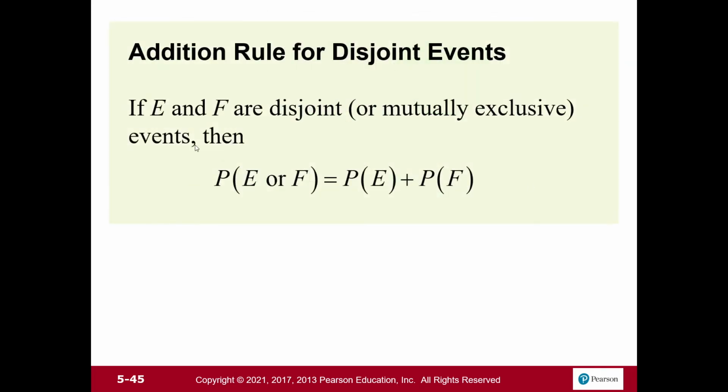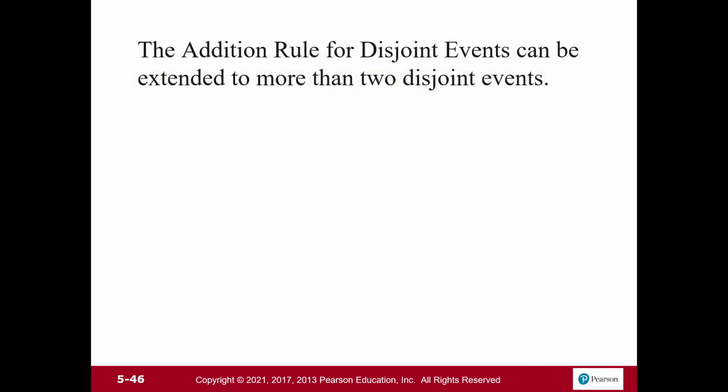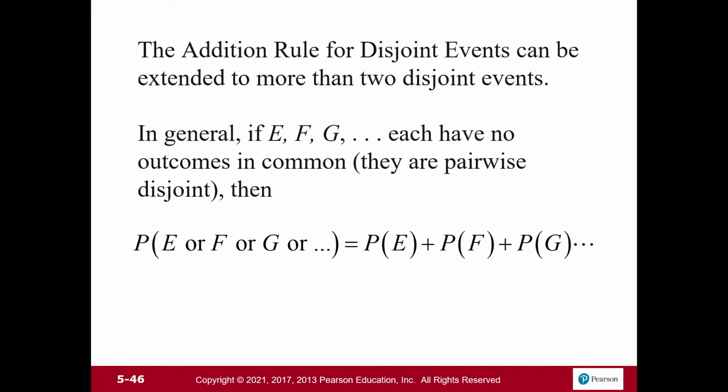So here's the addition rule for disjoint events. Basically, if E and F are disjoint events, then the probability of E or F is the sum of the probability of E and the probability of F. It can be extended for more than just 2 events. This rule holds for many, many different events that are all disjoint.